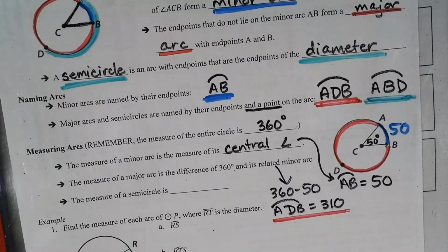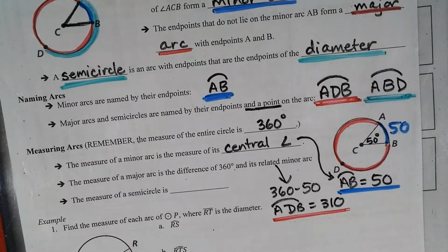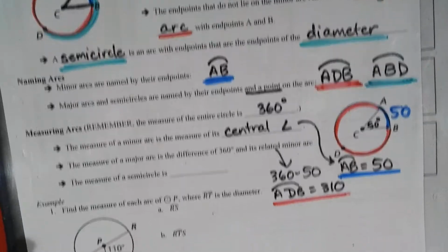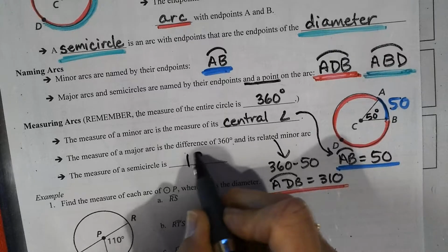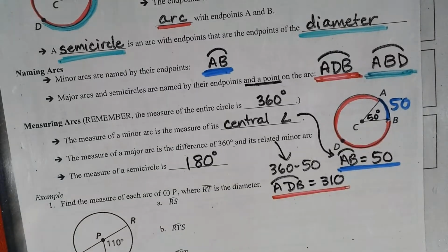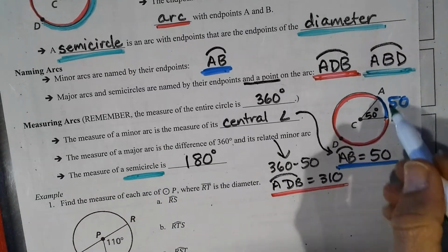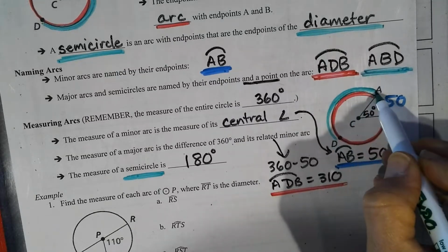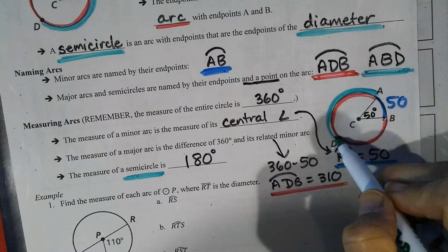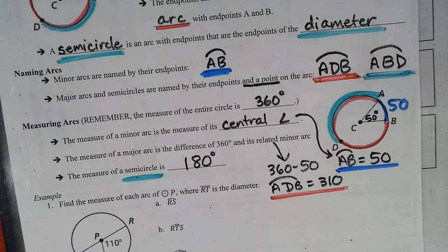So that's red, that's blue. And then the measure of a semicircle is always the same. It's just half. So it's always 180 degrees, semicircle. And that would be like, say, from A to D. So all semicircles are 180. Hopefully that makes sense to you.